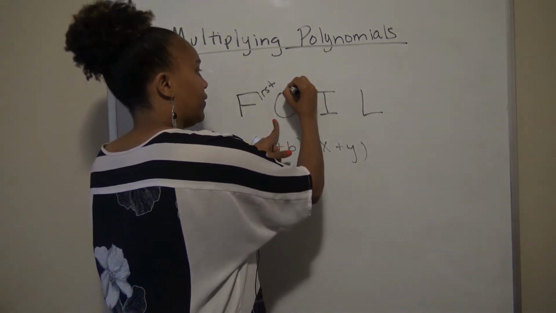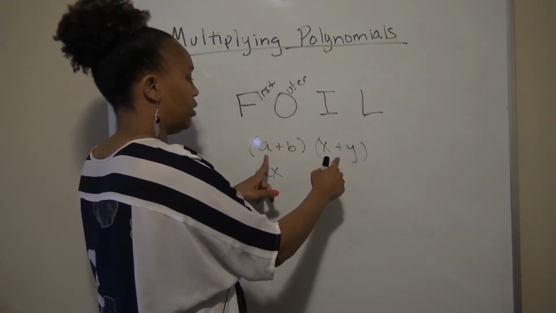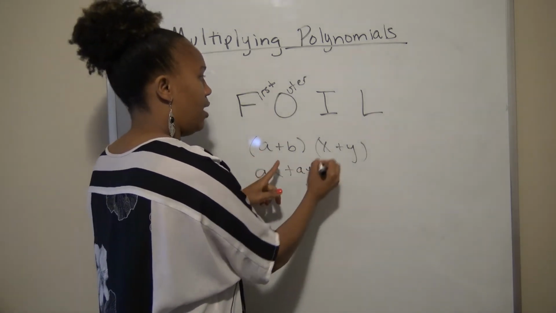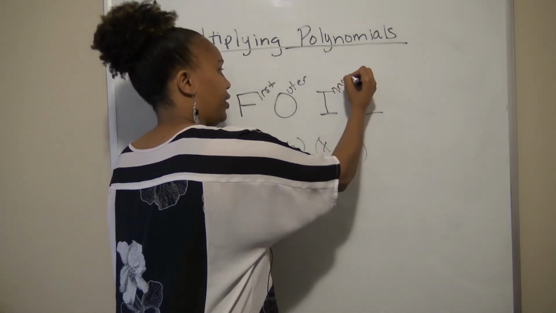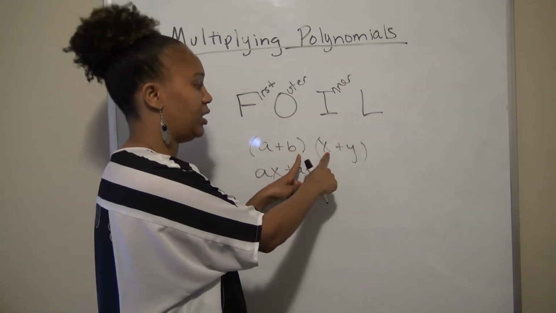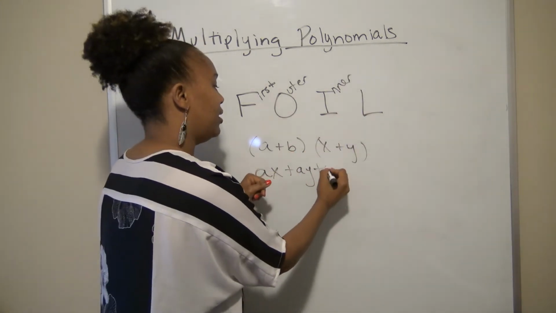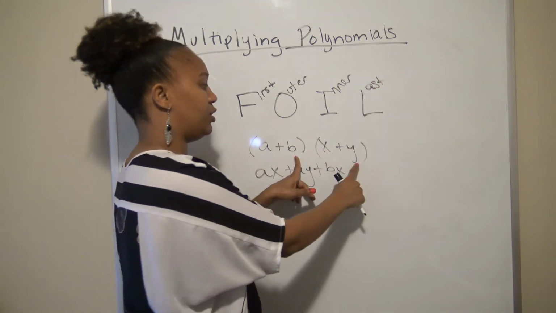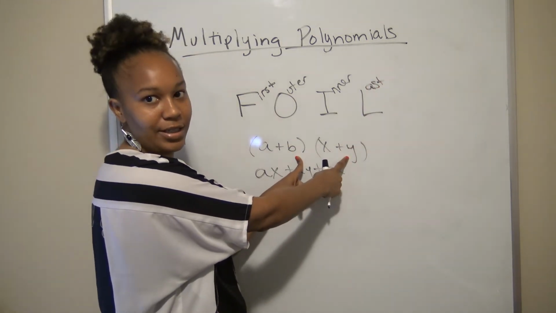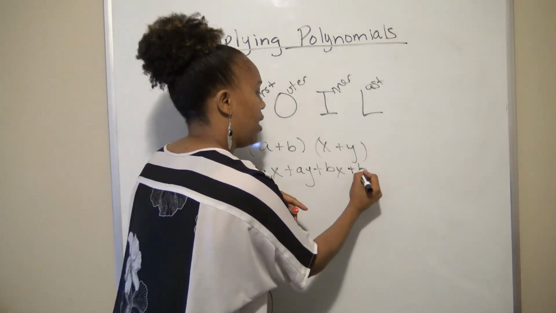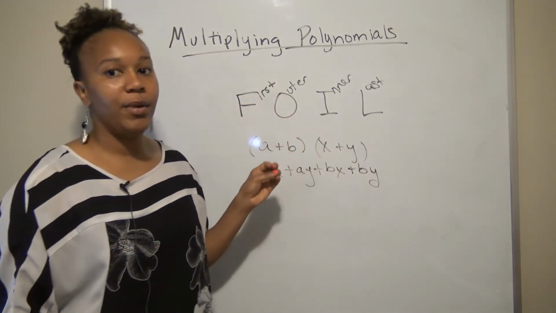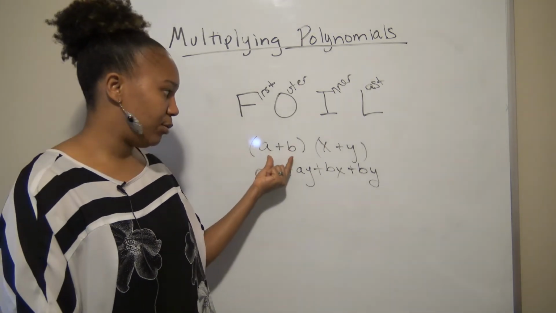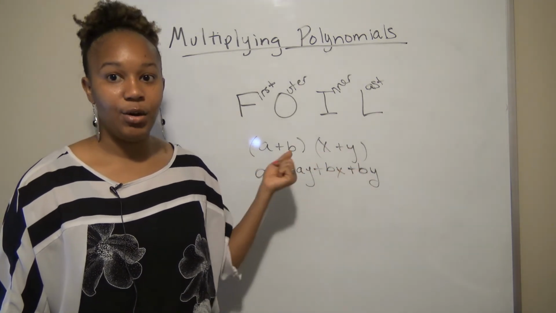The O stands for outer, which means you multiply the 2 things that are on the outside, which is the a and the y. The I stands for inner, which means you multiply the 2 things that are on the inside, the b and the x. And the L stands for last, which means you multiply the 2 things that are last in each set of parentheses, the b and the y. And so that's how you use the FOIL method. Again, the FOIL method only works when you're multiplying a binomial, 2 terms, times another binomial.